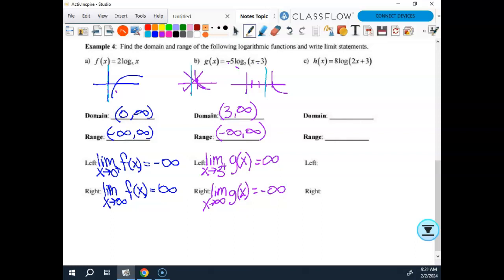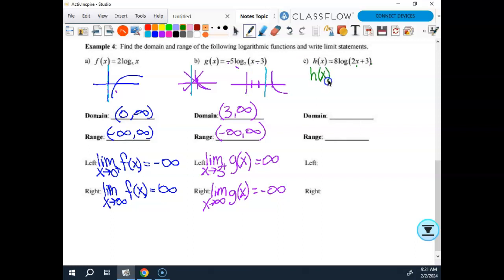Domain and range of the next one. Now, when we look at transformations, when you look at something and it's written in this form, this does not move to the left 3. If you have a number in front of x, which is being multiplied, which will be our horizontal dilation, it has to be factored out of what's in there for us to do our transformations like we've been doing them. So first thing I need to do is rewrite this.